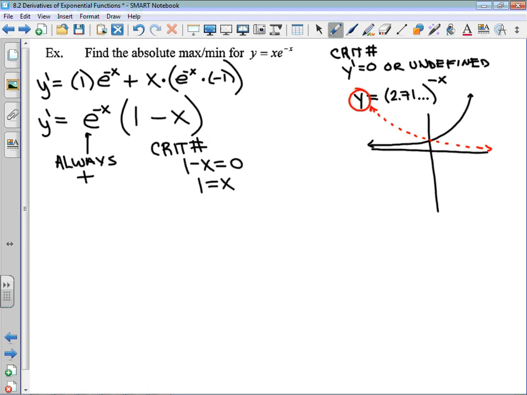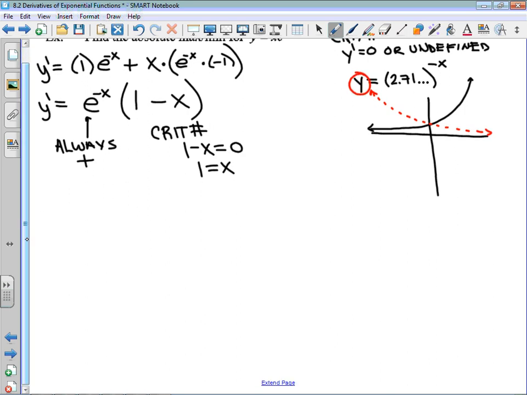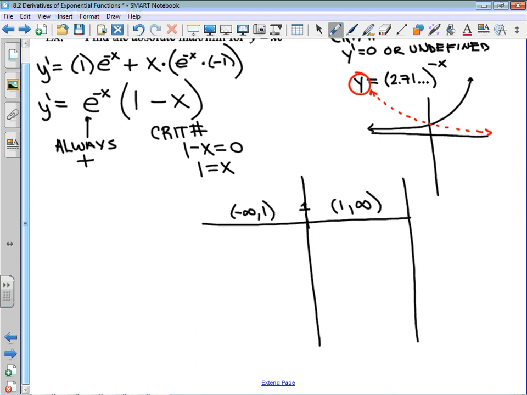My sign chart is going to be a little bit simpler than some of the ones we've done because there's only one critical number. There's only when x is 1. So we're going to have an interval from negative infinity to 1 and the interval from 1 to positive infinity. The only factors we have. Now, I know we don't need to include it, but I'm going to throw it in there just for consistency.